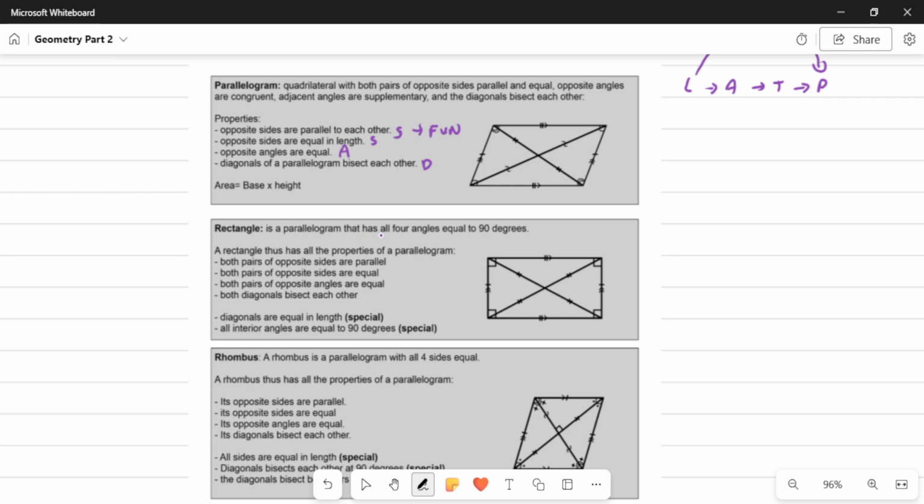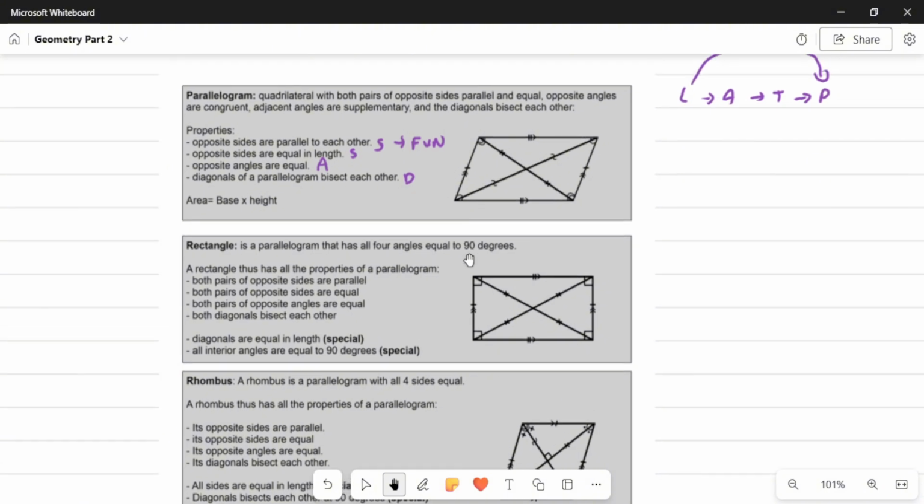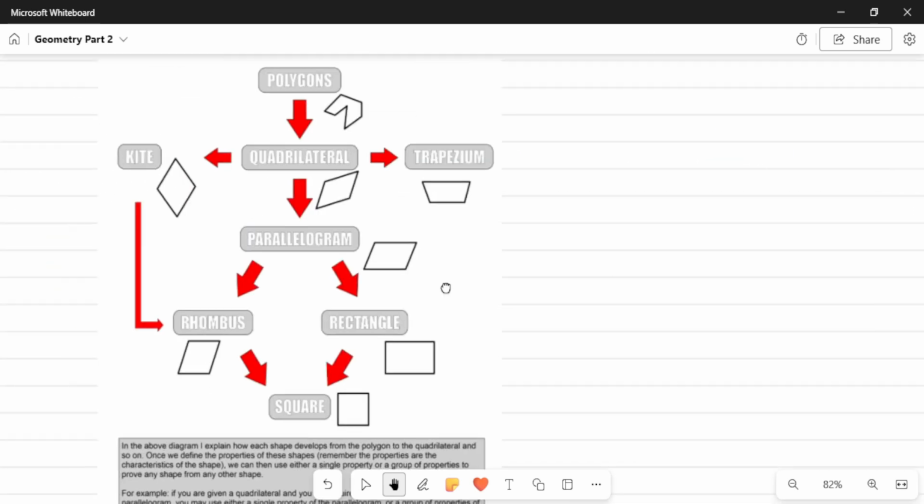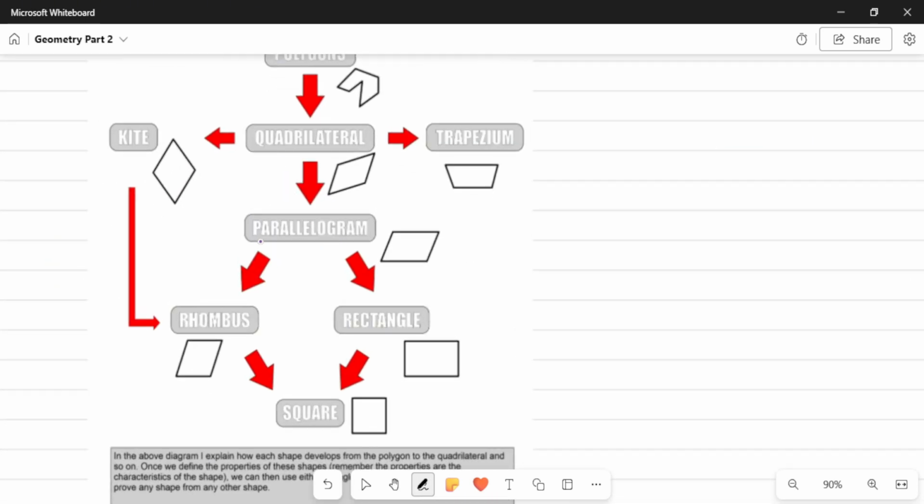Right, let's move on to rectangles. A rectangle is a parallelogram that has 4 angles equal to 90 degrees. Now, this is extremely important. If you go to the mind map that we discussed at the beginning, can you see what we did here? From the parallelogram, where did the rectangles stem from? It stemmed from the parallelogram. And so if we're saying that a rectangle is a parallelogram, all right? So it means it takes all of the properties of the parallelogram. Understood? But the fact that we're giving it a new name, the fact that we're calling it a rectangle, there's a few things that make it different.